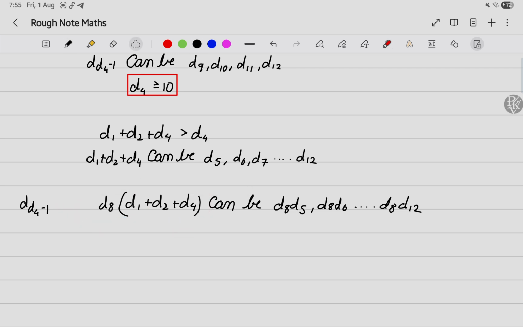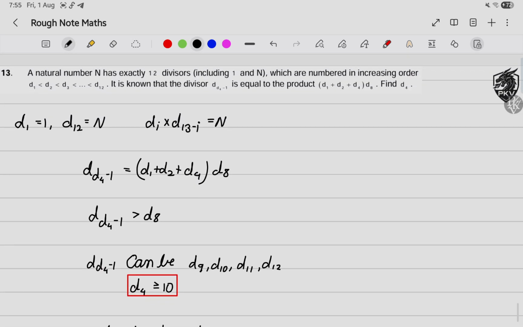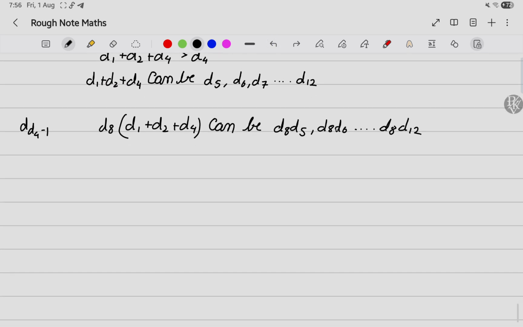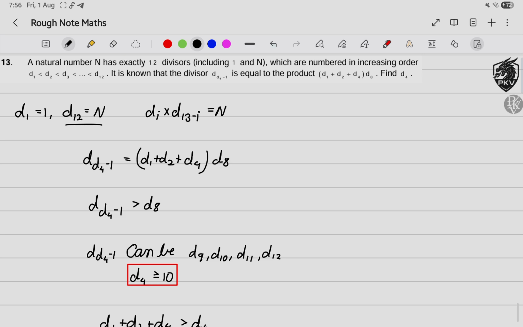Well, we know that d8 d5 will be equal to n by this. And the rest are greater than n, and if they are greater than n, these are not divisors. So the only thing that is possible is d8 d5, and d8 d5 is basically d12 because n is d12. We listed that here.